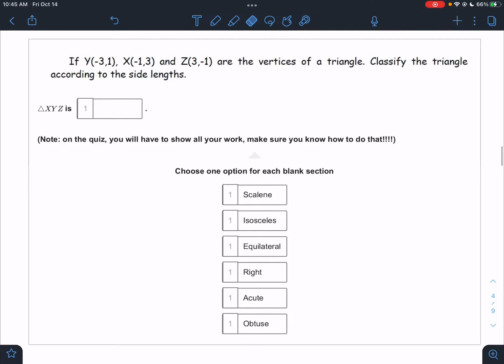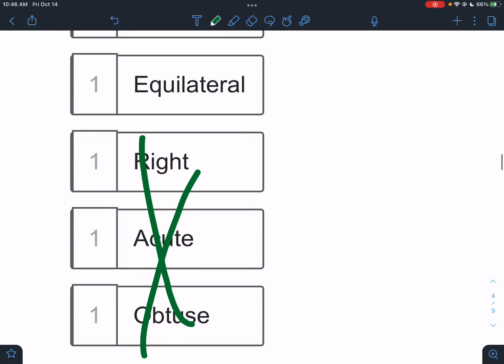All right, this question. It was on the last assignment. It's been on previous chapters. We've got to know how to do this. The only new thing is classifying the triangle by its side lengths. We didn't classify it before. We found perimeters before and things like that. So these are out. The quiz won't have multiple choices though, guys.